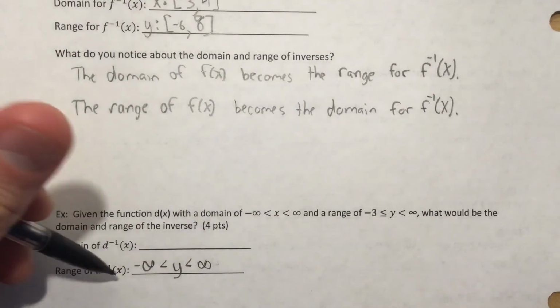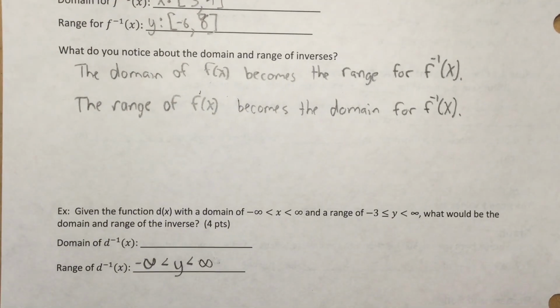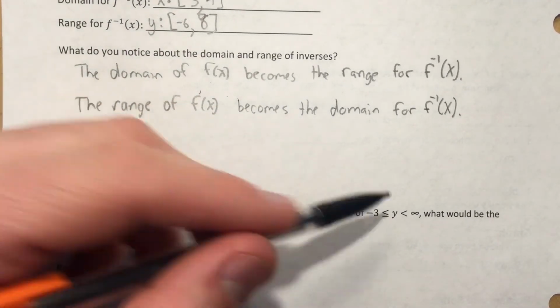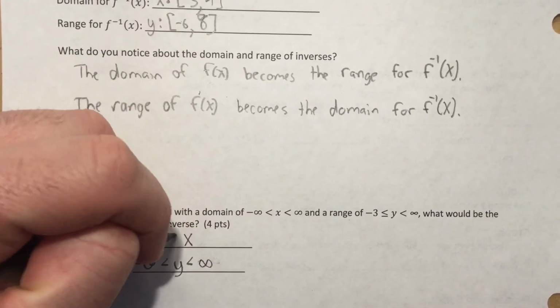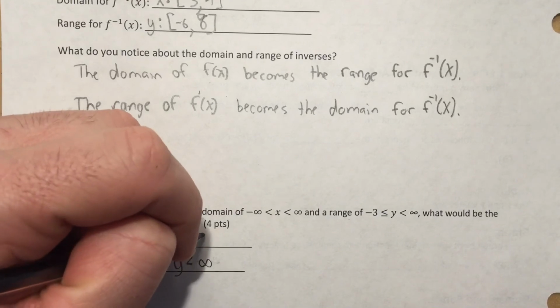If you want to write it in interval notation, you can. This just happened to be an inequality notation. The range then becomes the domain, so I'm going to change this y to an x and just move it in the domain spot. -3 is less than or equal to x, which is less than infinity.